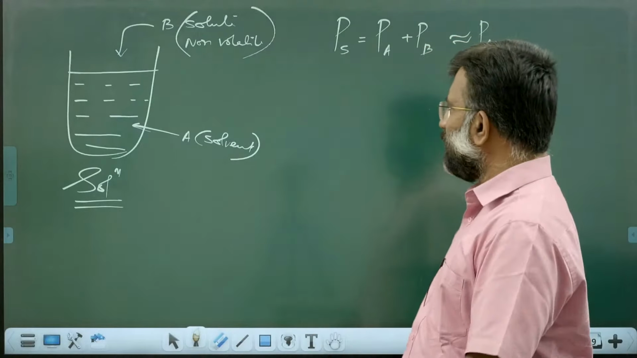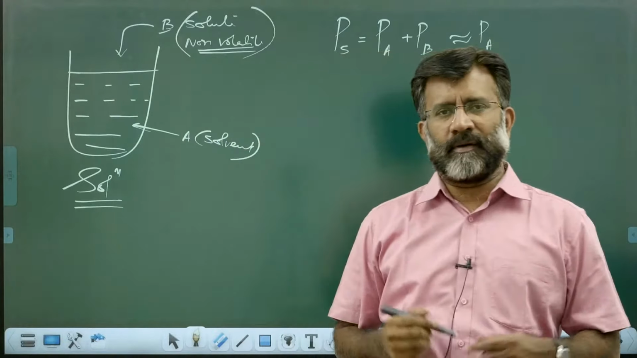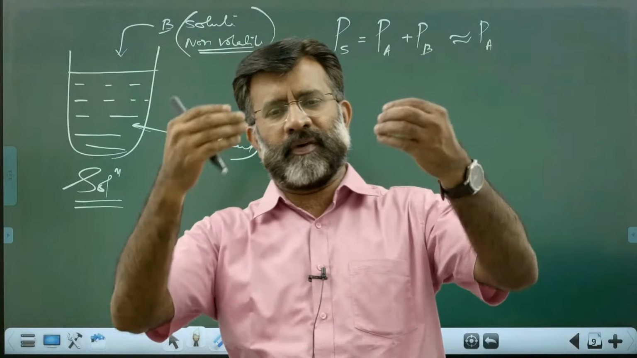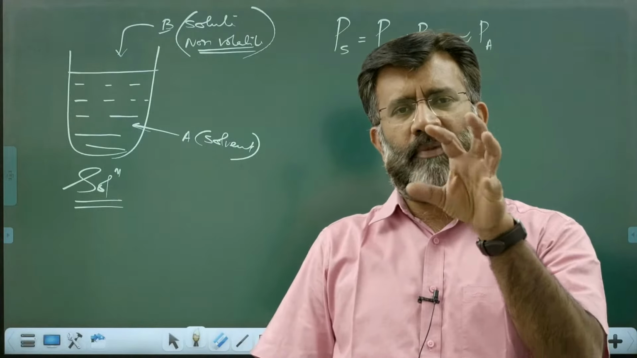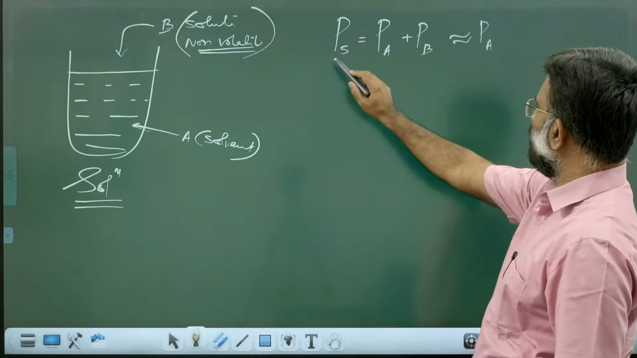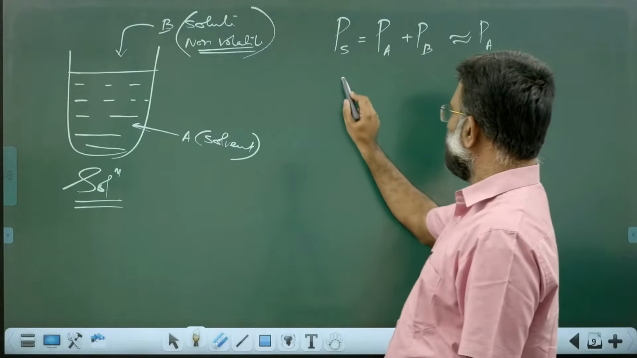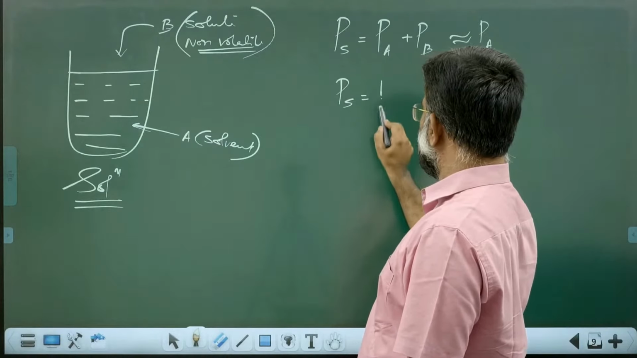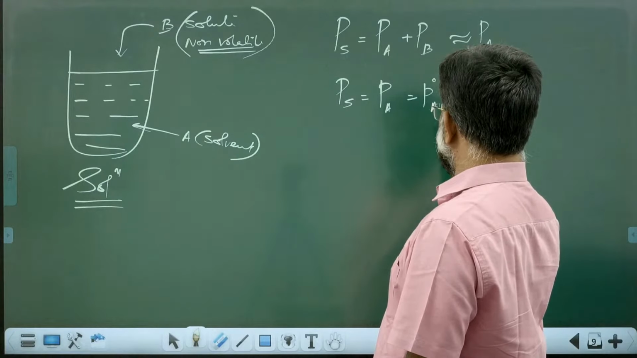Because B is a non-volatile component, it will have a very low evaporation tendency. So the vapor pressure contribution by B will be negligible. So what happens? You get PS is equal to PA plus PB, which will become PA. So P solution is equal to PA, that is equal to P naught A XA.